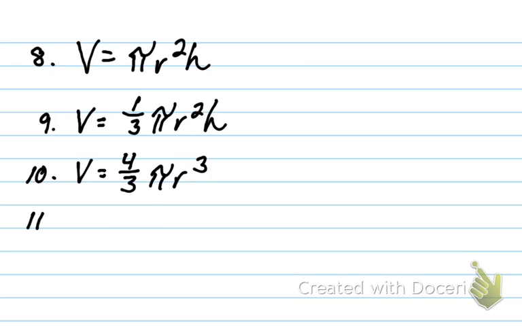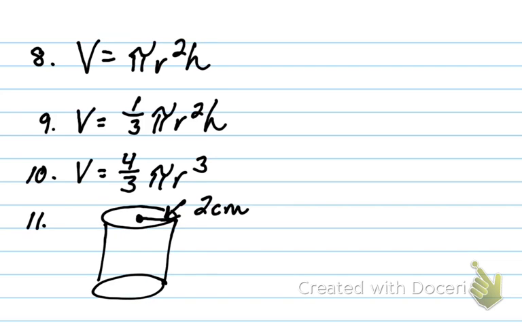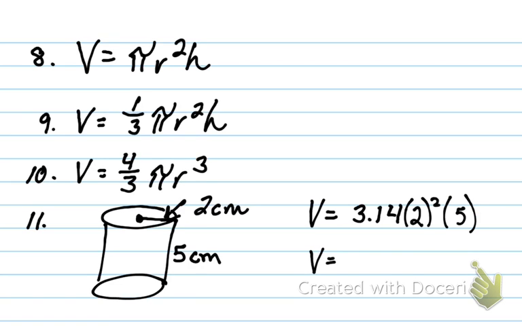Okay, so based on this information, I want you to find the volume. Don't just say what kind of figure it is. You have to know what kind of figure it is and then what formula to use. Okay, plug it in your formula. 3.14 times your radius squared times your height.